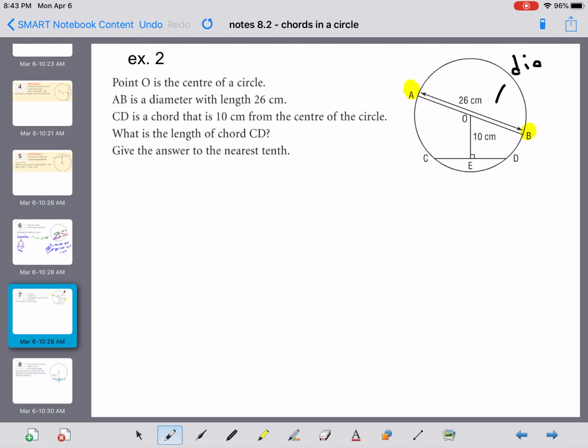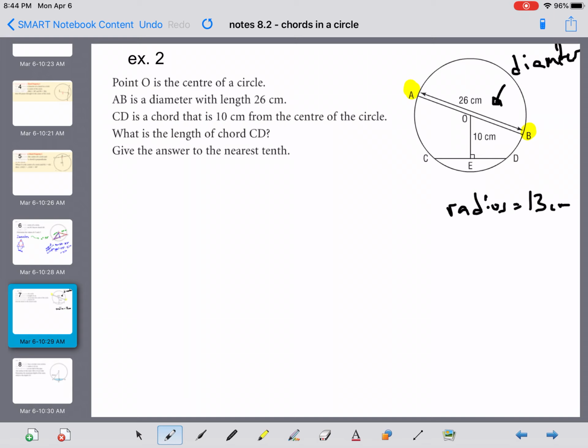I'll write that in. That's our diameter. If we have a diameter that's 26, that tells me something else: my radius would be half my diameter. That's information I want to add here because it's going to be important. Half of 26 is 13 centimeters. So now I know my radius is 13 centimeters, and my diameter is 26 centimeters.